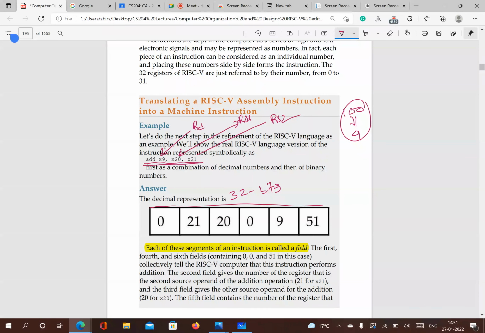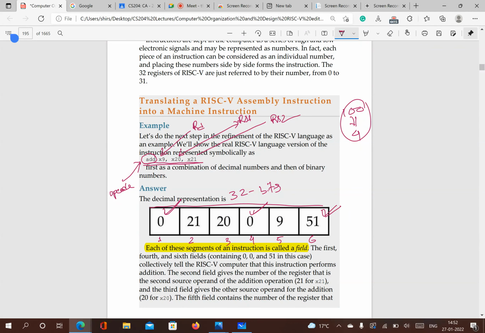To represent this add in the 32-bit box, the box is divided into multiple fields. You can see there are six fields, 1 2 3 4 5 and 6. Out of these six fields, the sixth, the fourth, and the first, these three fields, represent the opcode. What is opcode? This add is called the opcode of the instruction. And x9, rd, rs1, rs2 are called the operands.